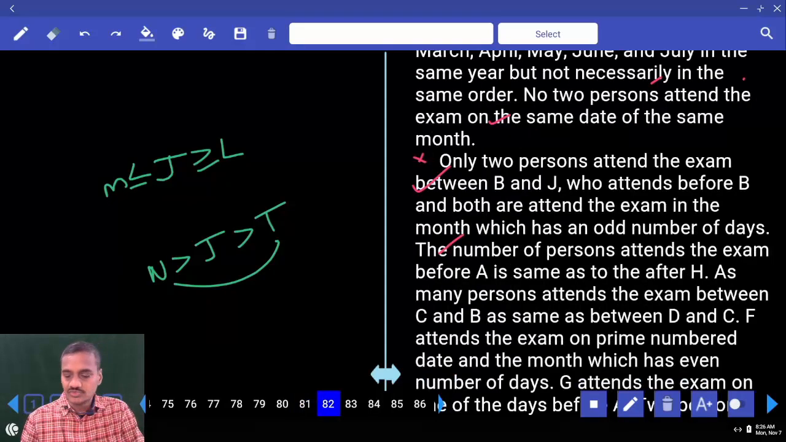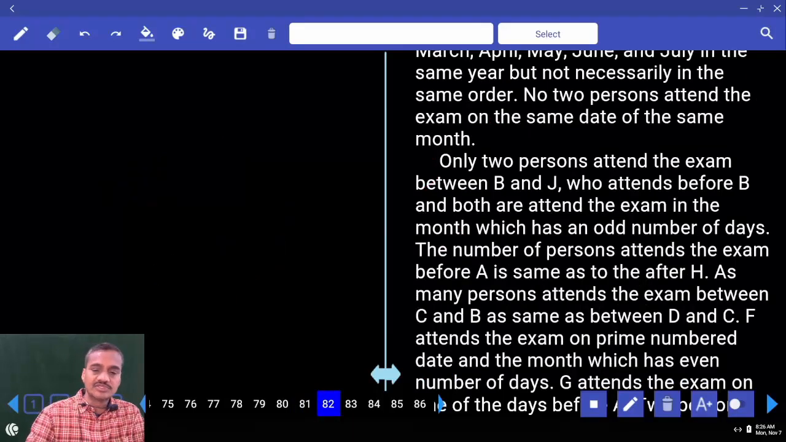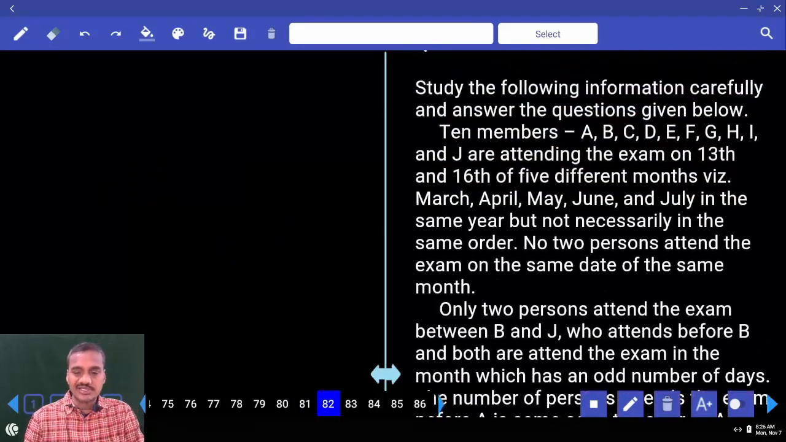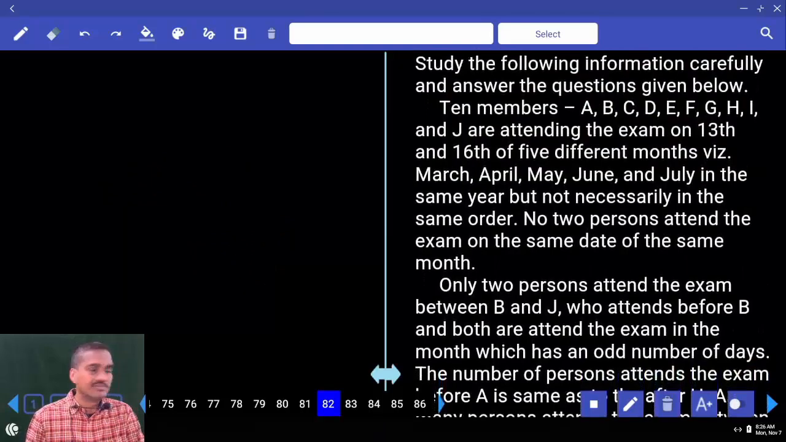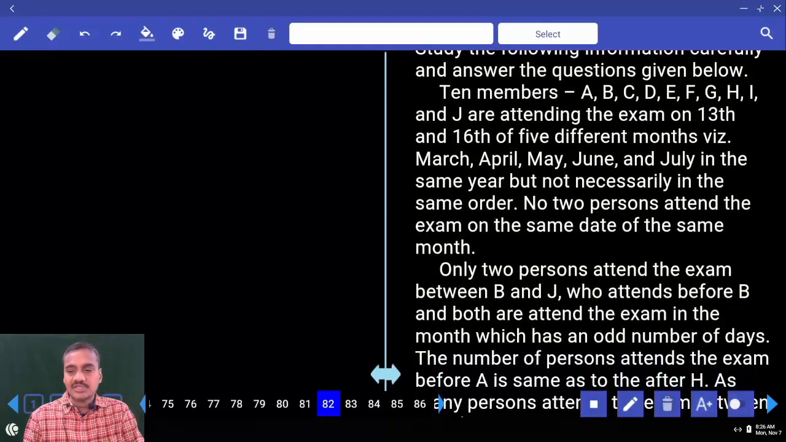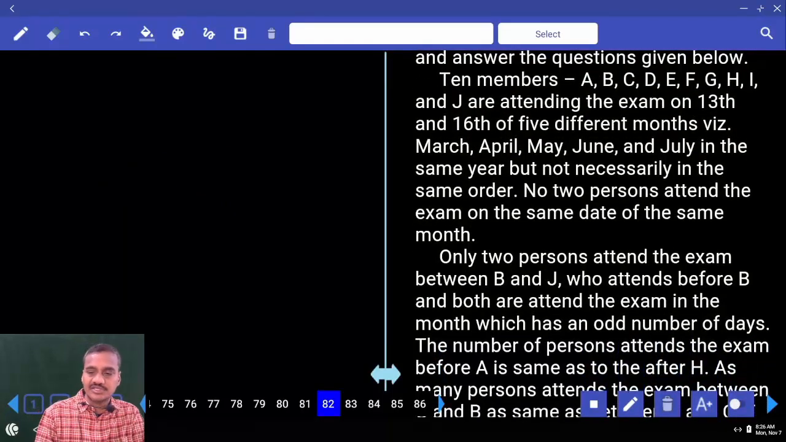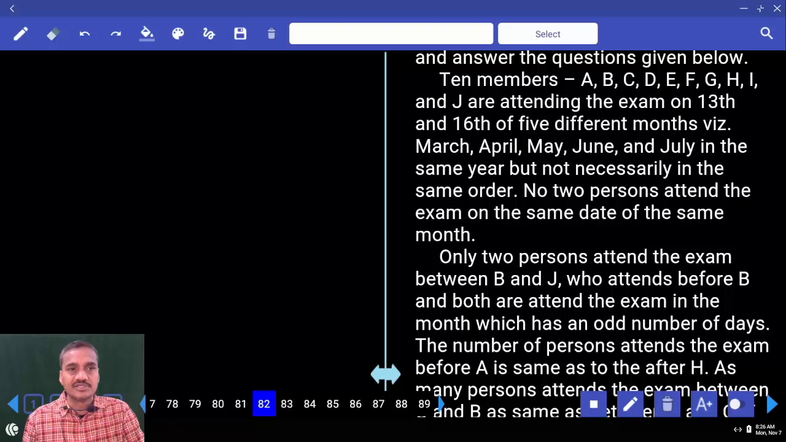The next one, 82. Now from 82 onwards it is based on months and days. And how many persons are there? There are some 10 members. A, B, C, D, E, F, G, H, I, J are attending the exam on 13th and 16th of 5 different months. 13th and 16th.